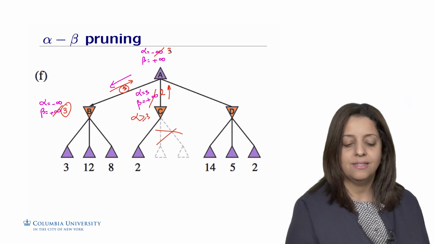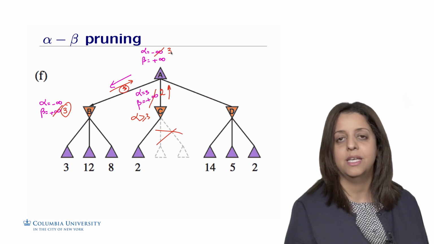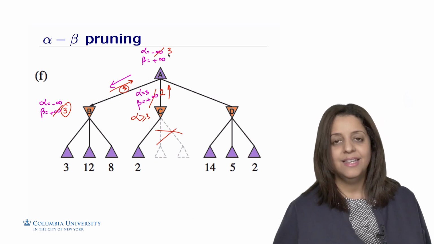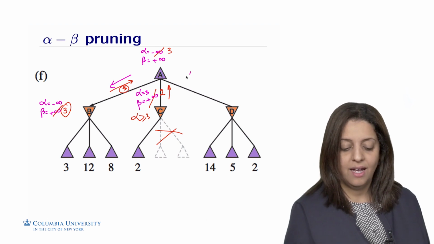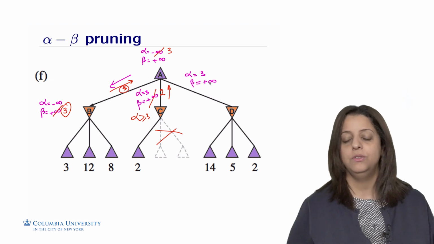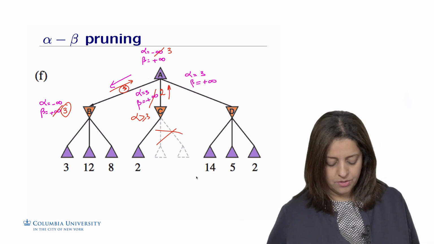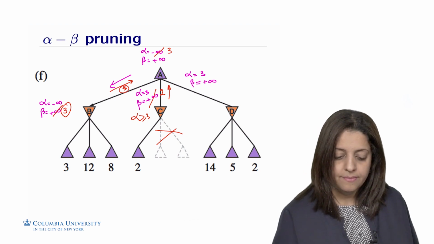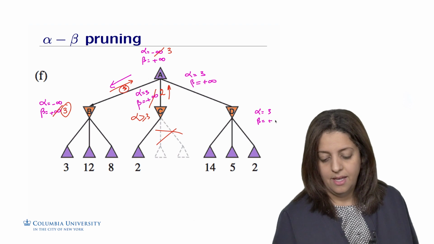Remember, the max is doing the maximum of the children. So it has 3, it sees 2, so it's keeping 3. Last, we are going to send down alpha equal 3 and beta equal +infinity to this node. The min node will explore its children. So in this case, alpha is 3 and beta is +infinity.